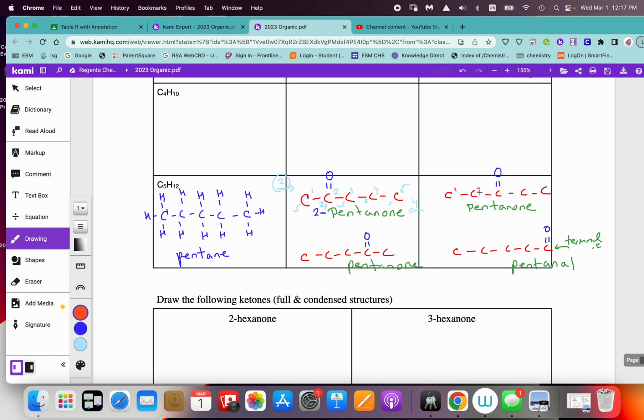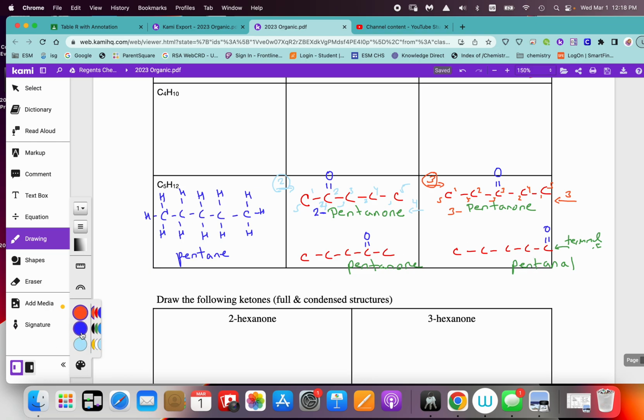I need to do the same thing on this pentanone. So I'm going to number my carbons left to right. And when I go left to right, that double bonded oxygen is on carbon 3. And when I go back the other way, renumber in the opposite direction, the double bonded oxygen location is also carbon 3. So that just means it's dead center. So the designation here is 3. So 3-pentanone. So we have 2-pentanone, 3-pentanone, we have pentanal.